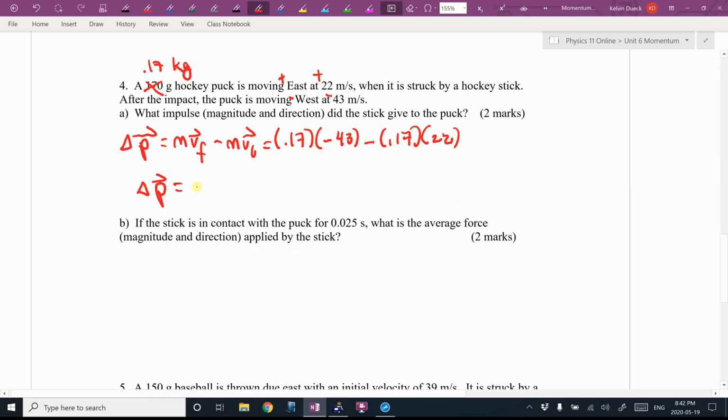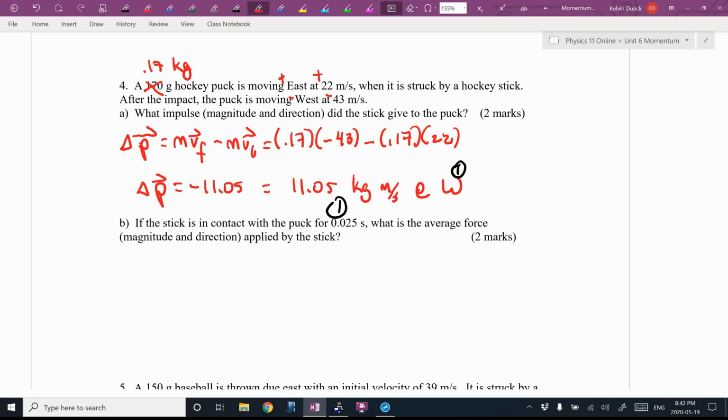I get a magnitude, I get a negative 11.05, so it's going to be 11.05, 11.1 is okay, 11, I'm fine with that, 11 is okay, kilogram meters per second, direction was negative, west. So for 2 marks, I would give you 1 mark for the magnitude, 1 mark for the direction.